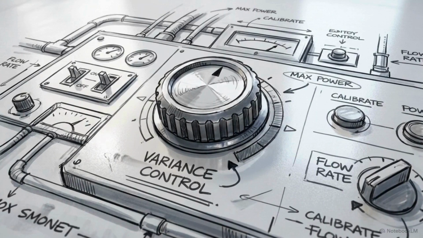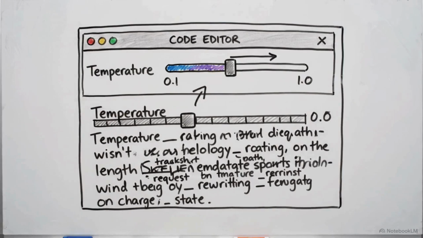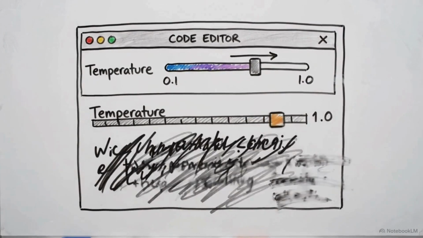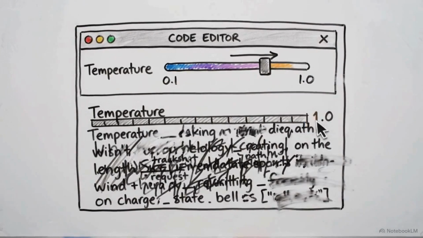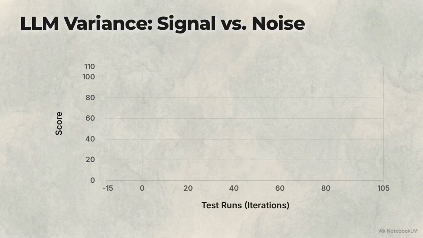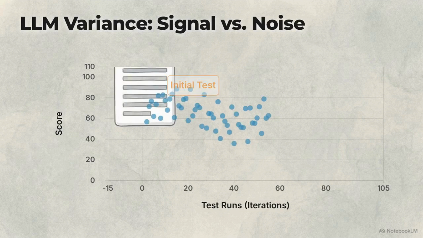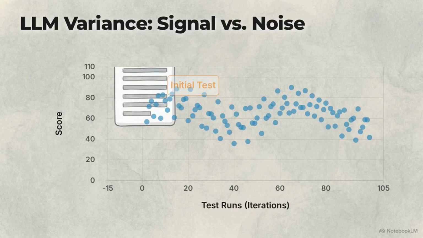Even with a rubric, we must account for generation variance. The parameter controlling this is temperature. High temperature settings cause the model to sample from a wider probability space, creating more varied and unpredictable responses. This graph shows what happens. If we run one test, we get a single score. But when we actually run the same prompt 100 times, we see a wide variance cloud. The initial test was just statistical noise.